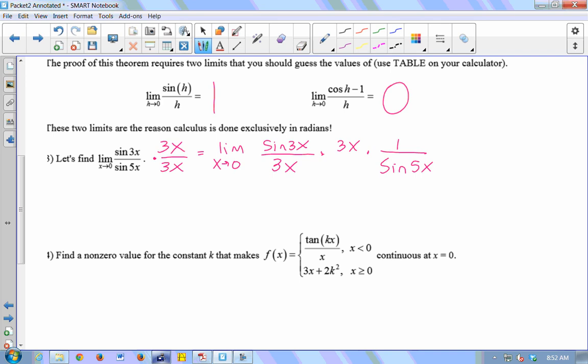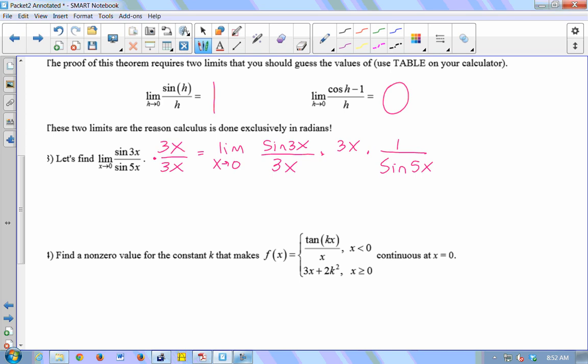That part's 1. What's the limit as x goes to 0 of 3x? 0. And what's the limit as x goes to 0 of 1 over sine 5x? Or just look at the sine 5x. Limit as x goes to 0 is, well, we have 0 over 0, right? I broke these into two separate fractions, but if I multiplied them, it would be 3x over sine 5x, and then I have 0 over 0. 0 over 0, we can't tell what the limit is.